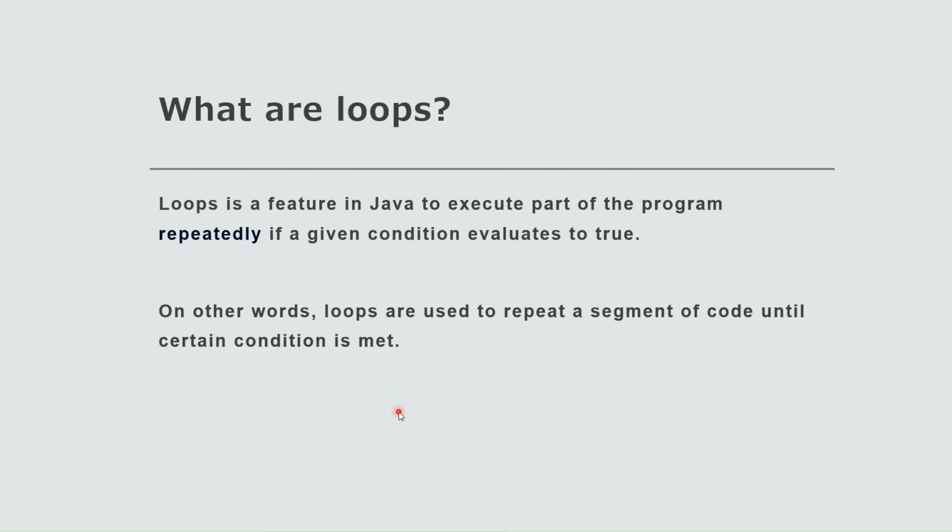What are loops? Loops are a feature in Java to execute a part of the program repeatedly if a given condition evaluates to true. In other words, loops are used to repeat a segment of code until a certain condition is met. So what that means is, when the given condition is true, the loop starts looping and the code will start running or executing repeatedly until the condition evaluates to false. Then the loop will stop and exit the code.